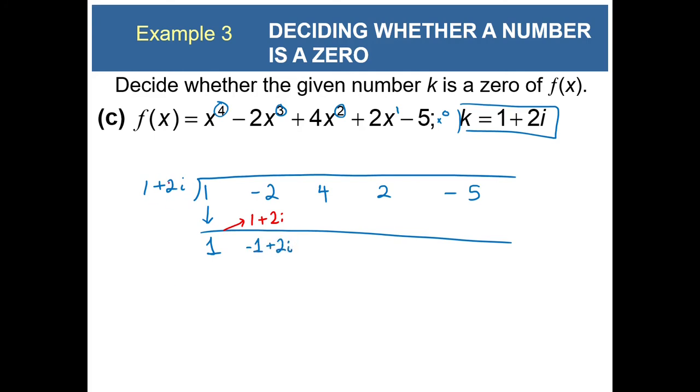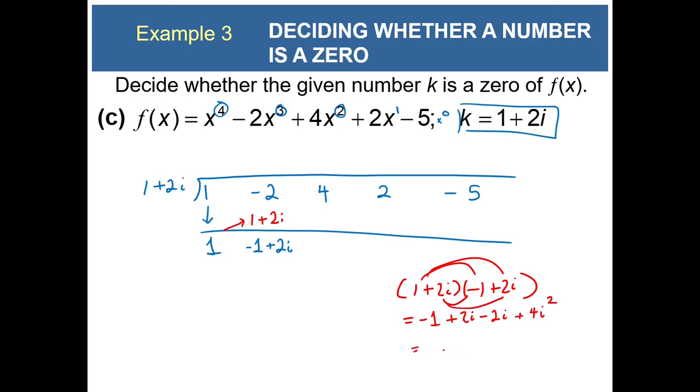Now we're going to multiply 1 plus 2i times negative 1 plus 2i. I'm just going to do the scratch work here on the side. 1 plus 2i times negative 1 plus 2i, we'll have to FOIL. 1 times negative 1 is negative 1. 1 times 2i is 2i. 2i times negative 1 is negative 2i. And 2i times 2i is 4i squared. The 2i and the negative 2i cancel out. And remember, i squared is equal to negative 1, so 4i squared is negative 4. And we have this is equal to negative 5.